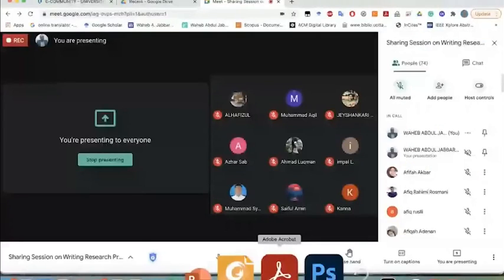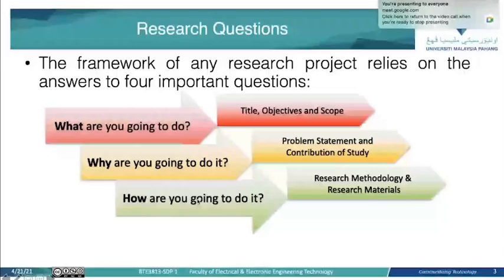So how are you going to do it? The answer will be in your research methodology and your research materials, which are part of Chapter 3. You are going to explain how you will accomplish your objective, how you will solve the existing problem, and how you will achieve the objective of your research.